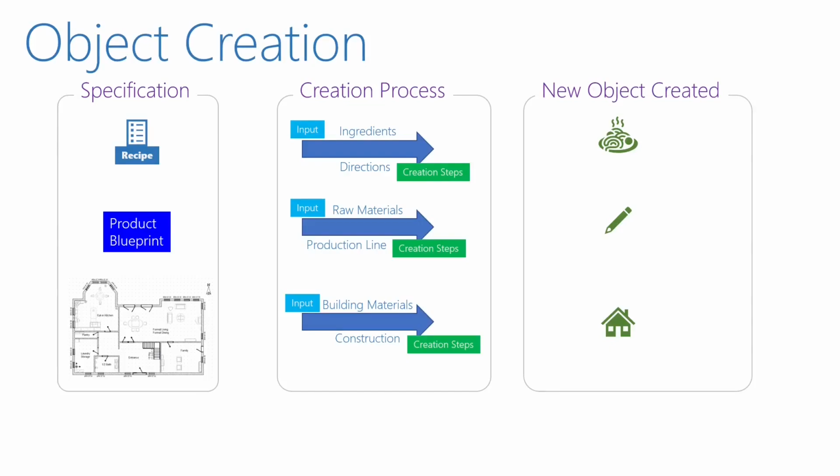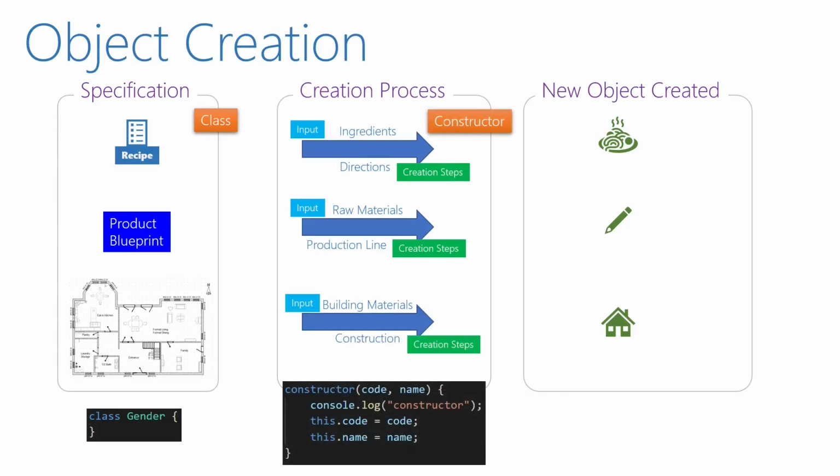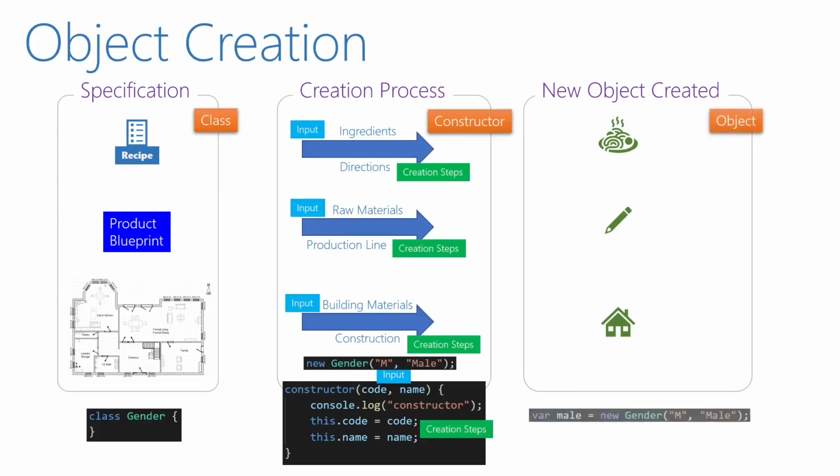Now, the creation of JavaScript objects as well follows this 3-step process. As part of the specification step, we define the class. The constructor in the class is the one that creates a new object. The input parameters of the constructor are the inputs as part of the creation process. Assigning the property values forms part of the creation steps. The new keyword helps in initiating the creation process, and once the object is created, it is available for use and applied for writing any business logic.